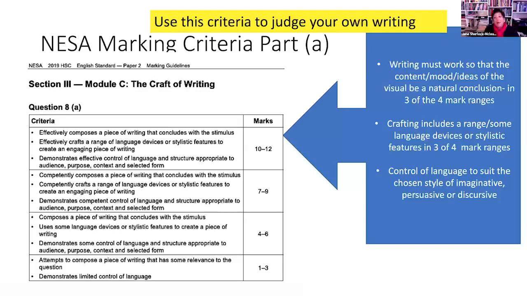So when you're doing your own pieces of writing, why don't you, in groups or in pairs, say, okay, I want you to mark my piece of writing based on these criteria. How well has my piece of writing suited those particular criteria? And you can apply these criteria here to a whole range of writing styles, not just to the exam.